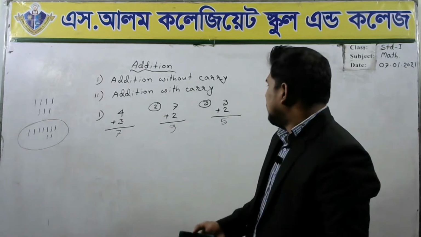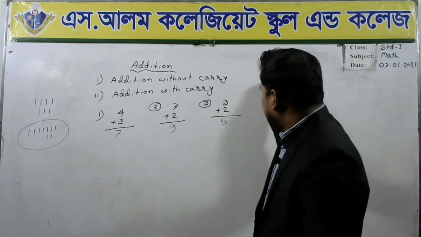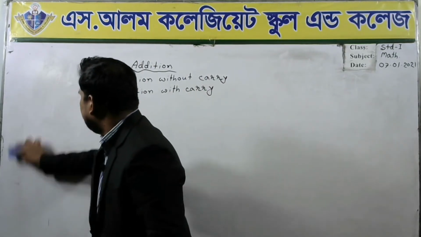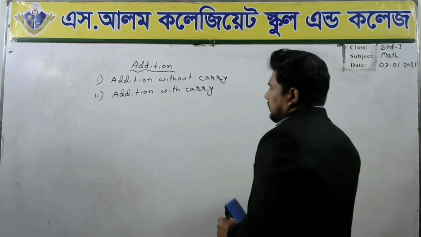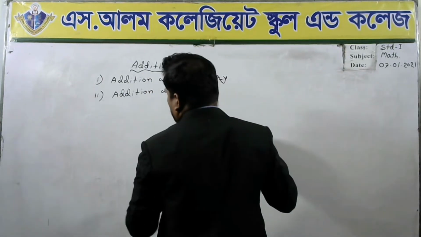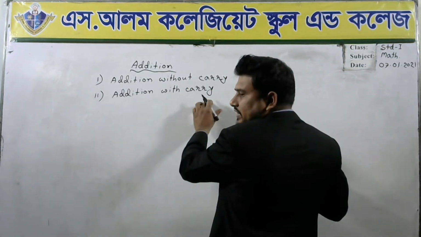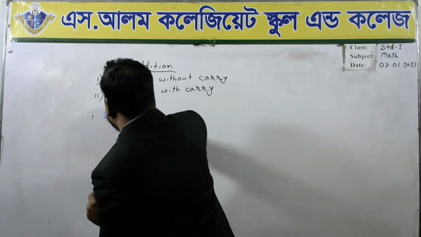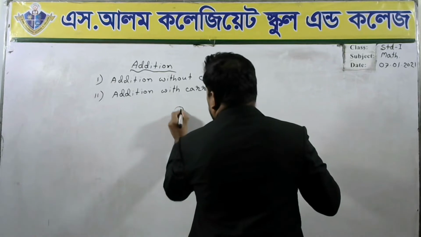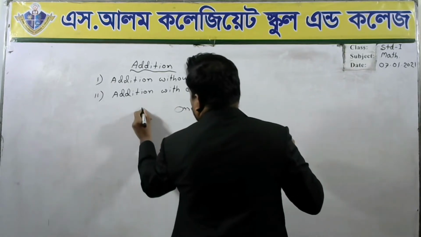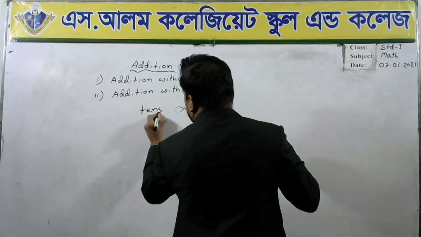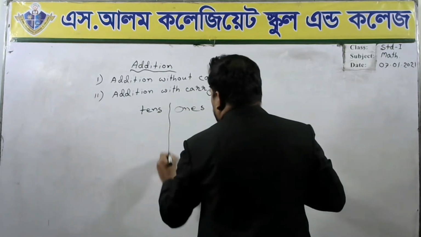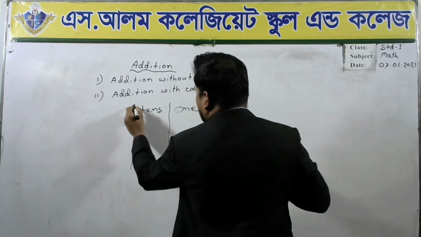Dear students, look at the board. Now, I will do addition with carry. Number 2. At first, we have to know about ones, tens. This is ones column and this is tens column.